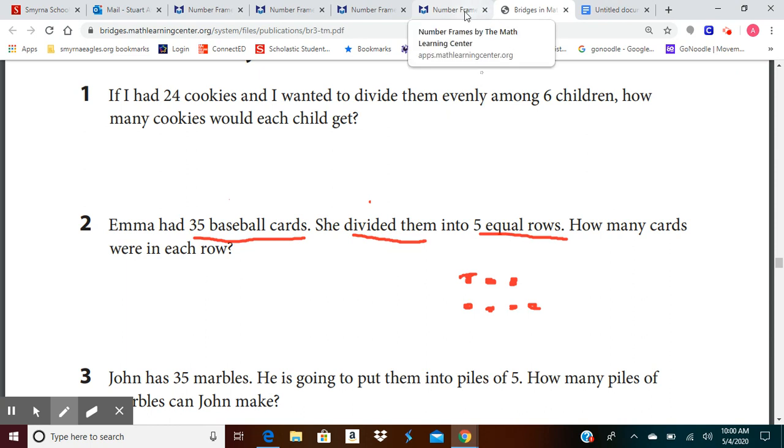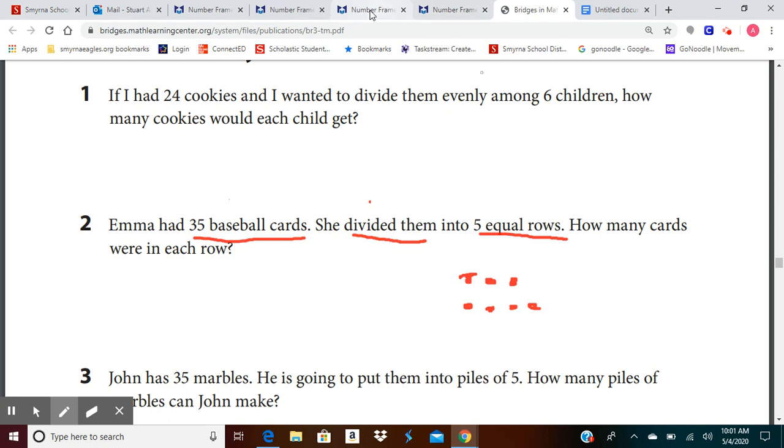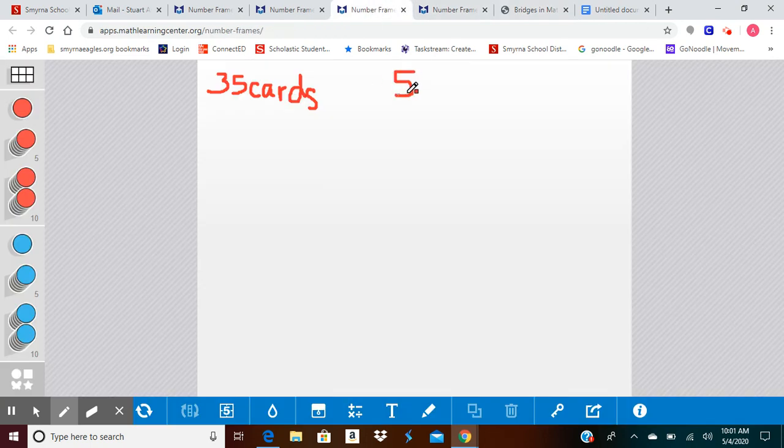Okay, so let's look. We have 35 cards. And they're in 5 equal rows. How smart, I might have written this beforehand. Sorry, guys.